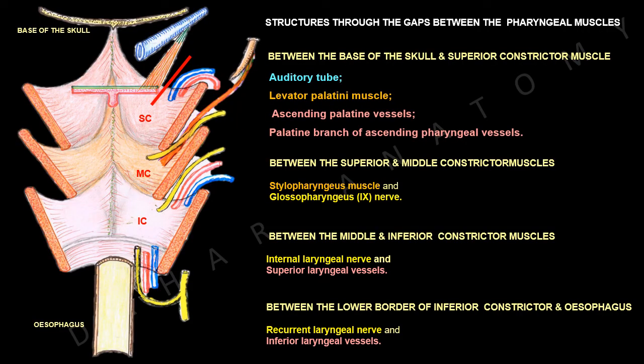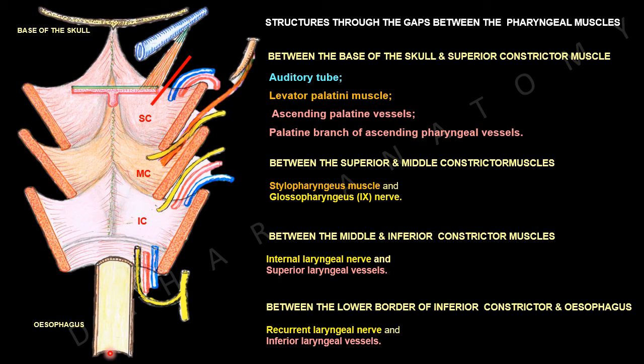Structures through the gaps between the pharyngeal muscles. Let's see the diagram first. This is the base of the skull. This is the superior constrictor muscle. This is the middle constrictor muscle. This is the inferior constrictor muscle. And this is the esophagus. There are gaps between all these structures.